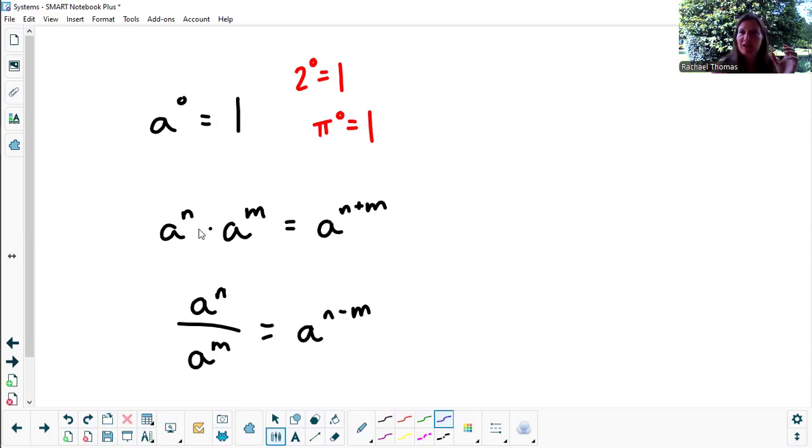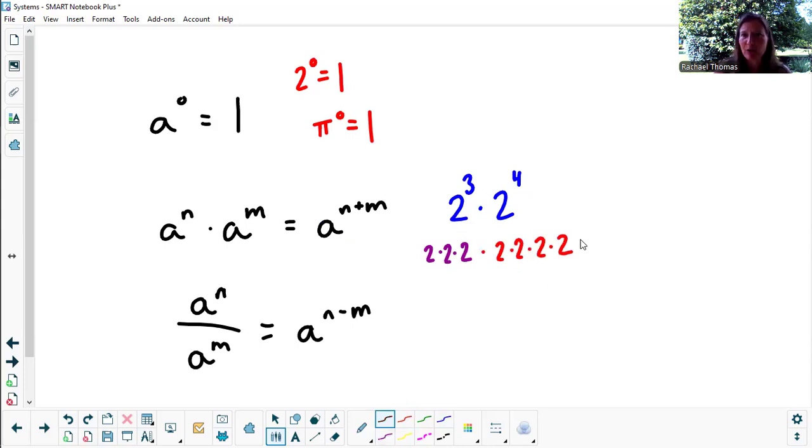This next one says if I have a to the n times a to the m, I can combine those exponents and make it a to the n plus m. That would be like saying I've got the same base, let's say 2 to the third times 2 to the fourth. If I think about what that means, 2 to the third is multiply 2 by itself 3 times. 2 to the fourth is multiply 2 by itself 4 times. Do you see how this is really multiplying 2 by itself 7 total times? 3 from the first expression, 4 from the second expression, and I add them all up and I get 7 2's. So that's why I can add those.